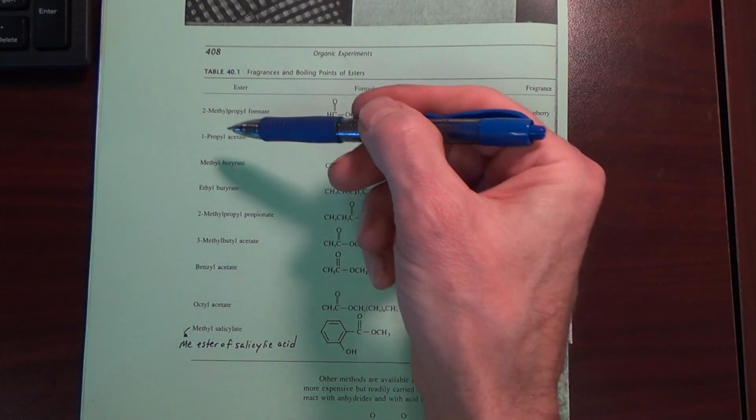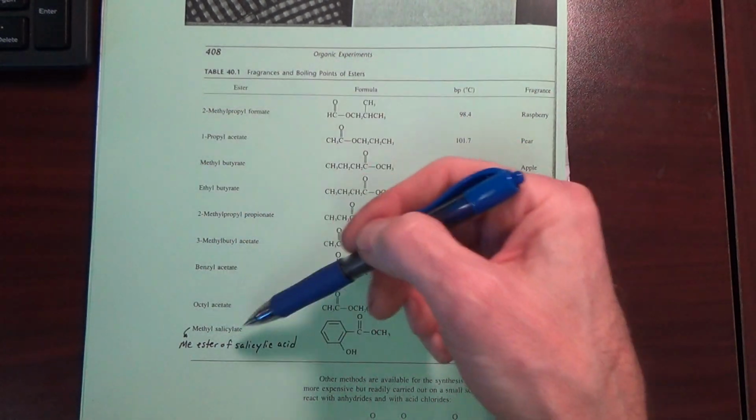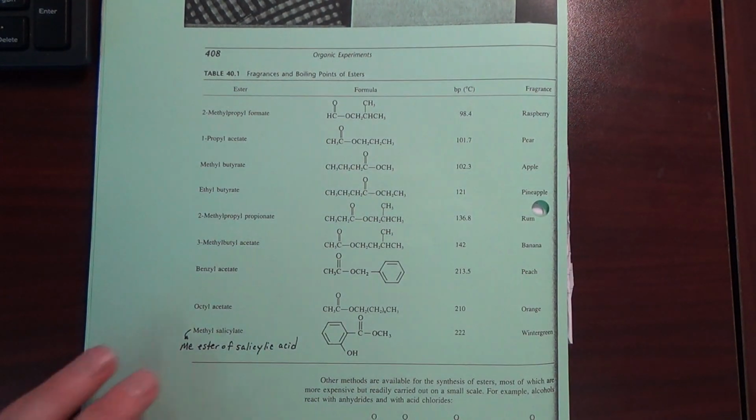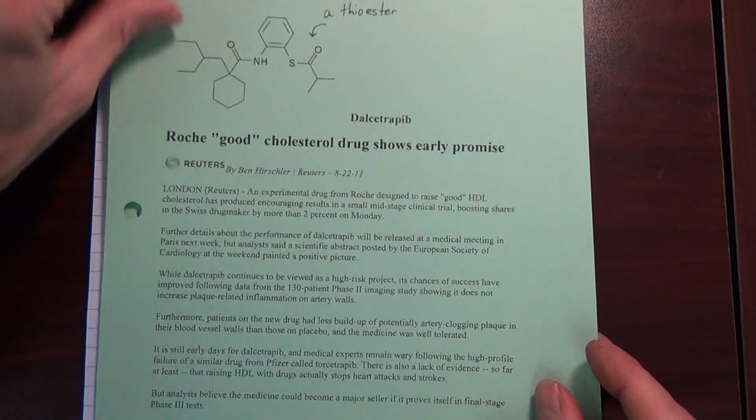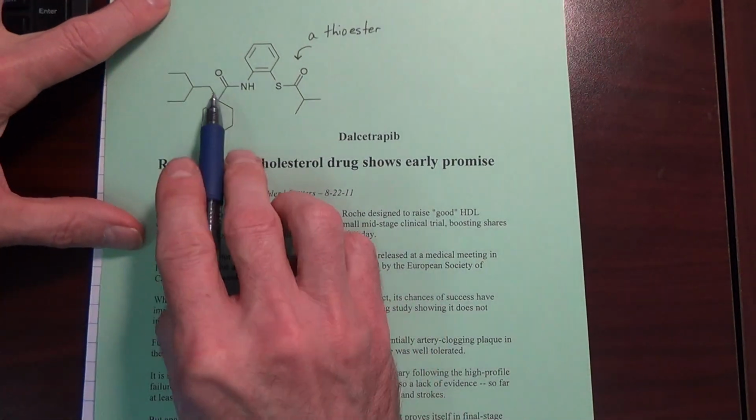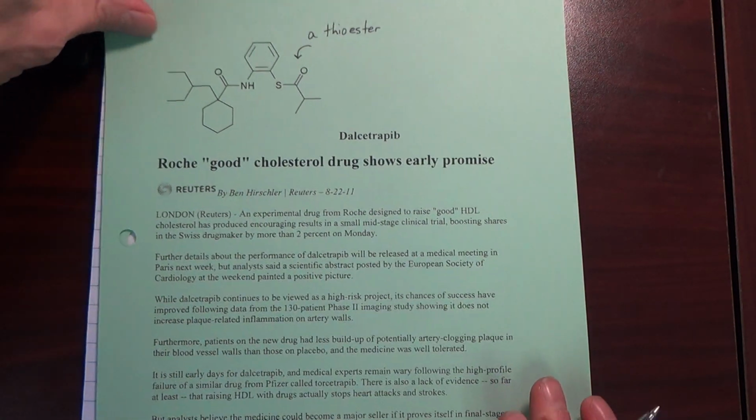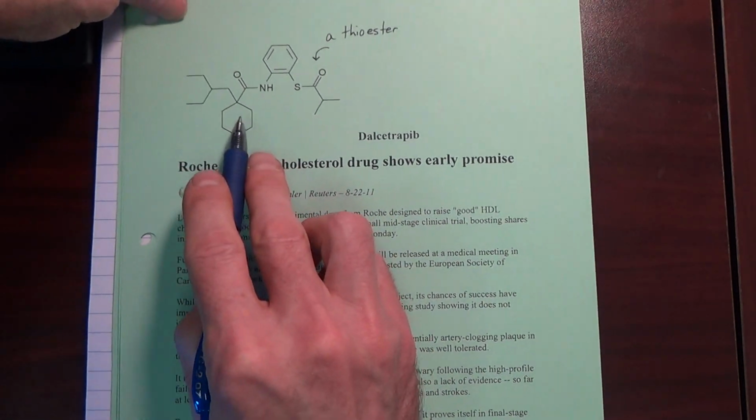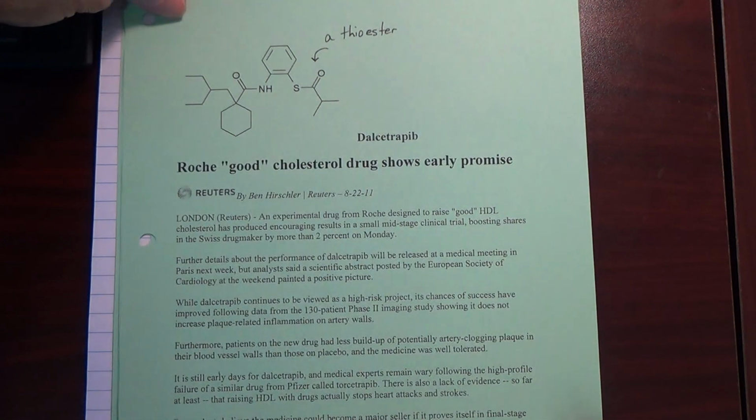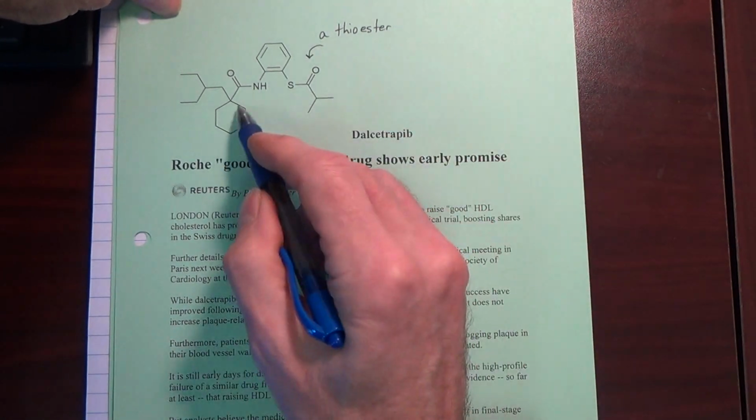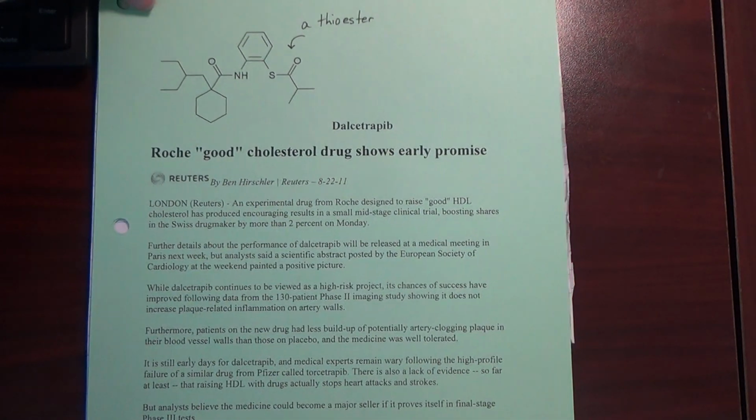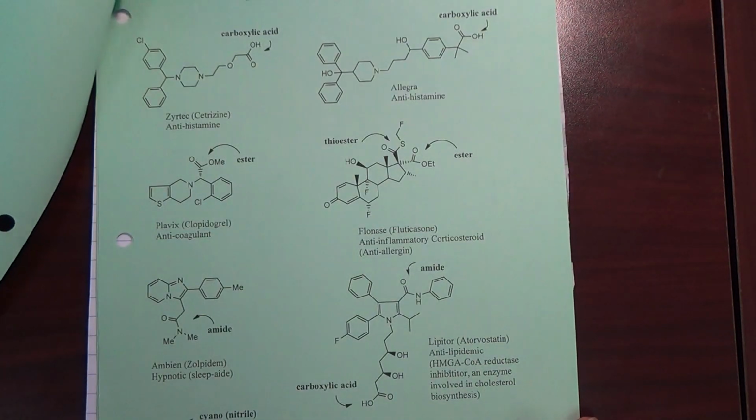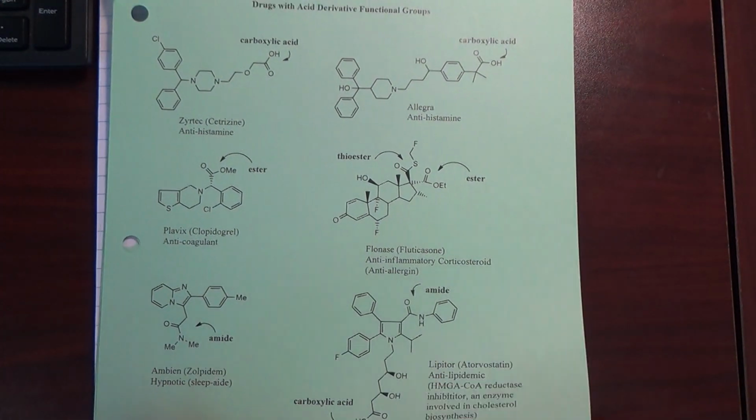You can also check your nomenclature here, see if some of these names make sense. A thioester is also an amide here. Okay. Cyclohexane ring, a benzene ring, isopropyl group. Okay, terminology. But you can read about this drug. Another drug. Okay, guys, we'll leave it there.